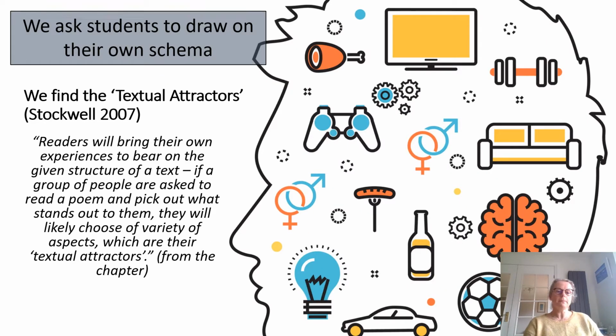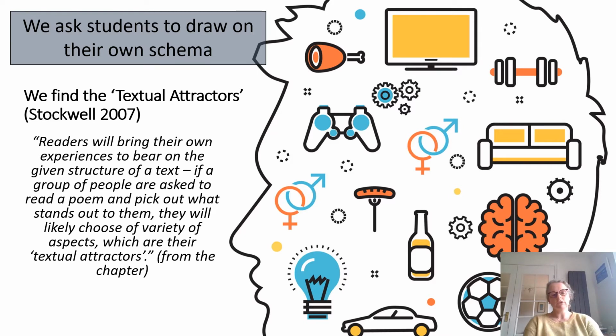So Stockwell talked about this idea of textual attractors. We ask our students to draw on their own schema or schemata, their knowledge of the world about them. So once they've read the text, they can then start to build a narrative picture of the poem that they're talking about or analysing. So Stockwell says a good way to do this is to look at, based on what their background is, the things that stand out to them in the text. We call this the textual attractors.